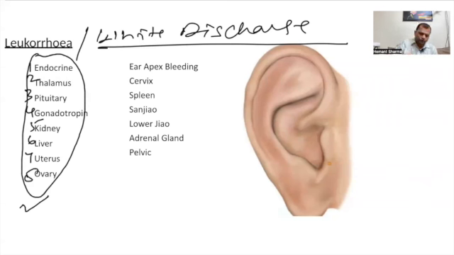Now the female is suffering with leukorrhea. Leukorrhea might be the result of inflammation. It might be the result of weakness of the spleen, because the weakness of the spleen is making dampness, resulting in the leukorrhea.